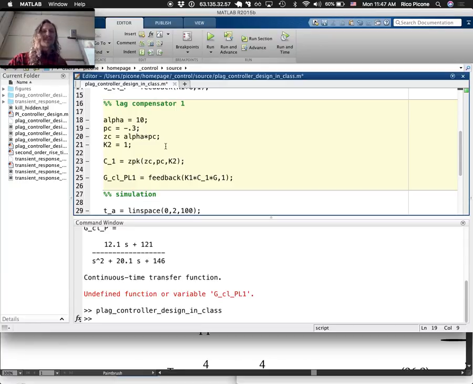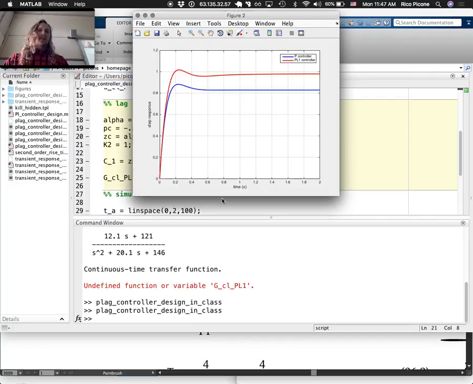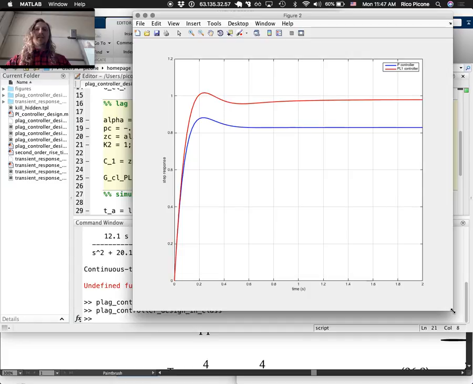That's better. So let's try it with this. So we moved them leftward. We're keeping the same ratio of 10 between them. And let's keep our gain, K2, at 1, just to see what this looks like, okay? So we'll run it. And it definitely got faster, right?